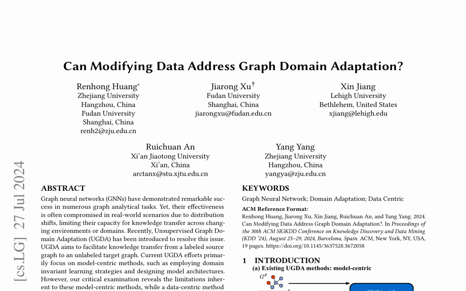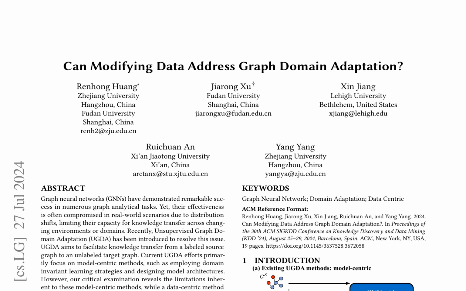Graph neural networks, GNNs, have achieved remarkable success in various graph analytical tasks, but their effectiveness is often compromised in real-world scenarios due to distribution shifts. Unsupervised Graph Domain Adaptation, UGDA, aims to facilitate knowledge transfer from a labeled source graph to an unlabeled target graph. Current UGDA efforts primarily focus on model-centric methods, such as employing domain invariant learning strategies and designing model architectures.